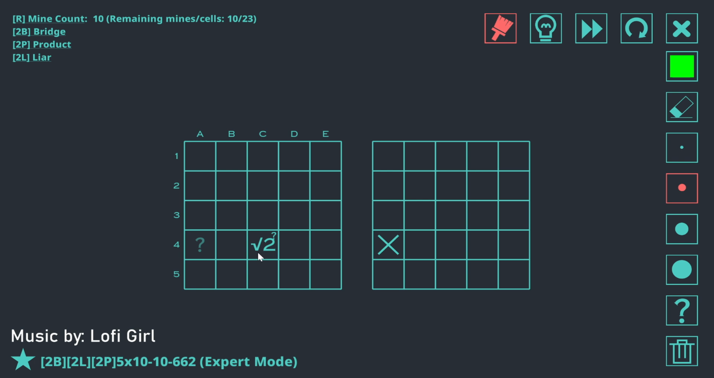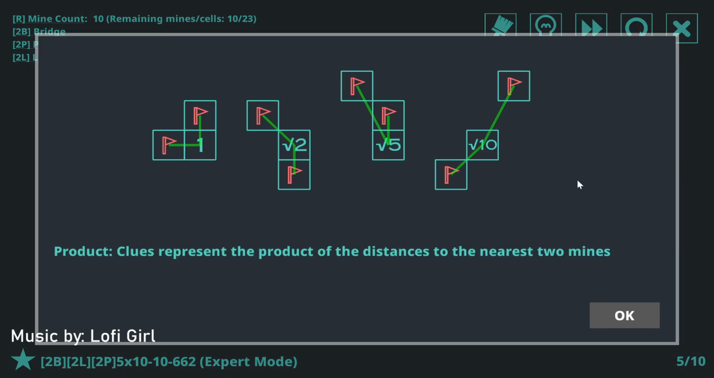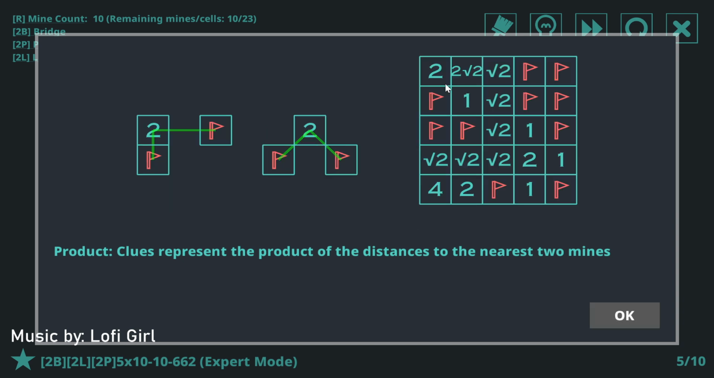As for product and liar, product means that clues represent the product of distances to the nearest 2 mines. So take the nearest 2 mines, take the distances away from it. So this 5, for example, this 10 makes a lot more sense. This mine is a root 2 distance away by Pythagorean theorem. This mine is a root 5 distance away by Pythagorean theorem. Multiply those distances and you get your clue. And this surprisingly does lead to some interesting deductions, even though it at first doesn't seem to give you much.